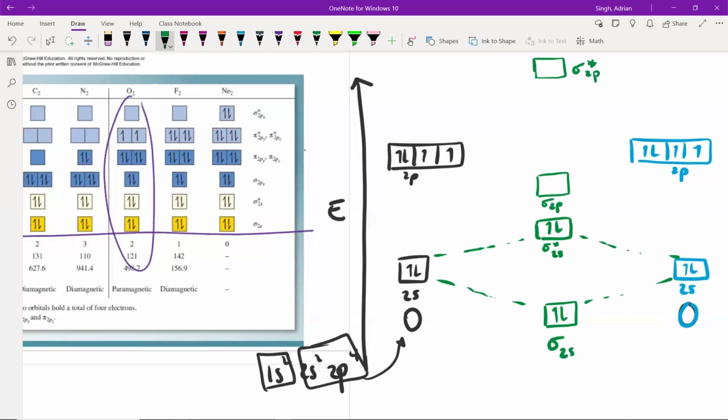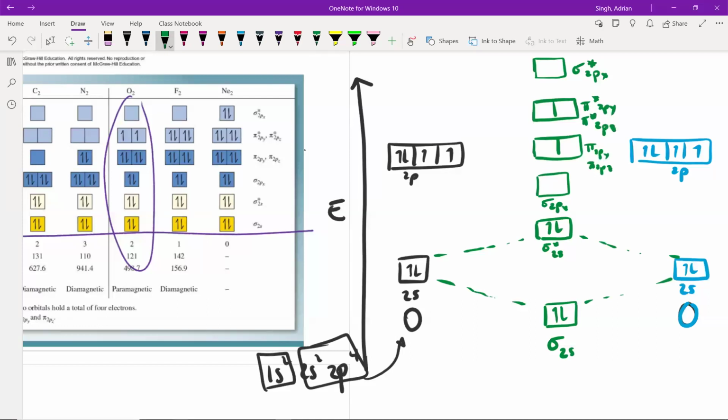And then I also have the pi molecular orbitals. I have my bonding ones that are listed first, and I have 2 of those. These are going to be equivalent in energy. This is my pi 2px, pi 2py. And then I have my anti-bonding ones right above them, higher in energy. This is going to be the pi star 2py, and then the pi star 2pz.